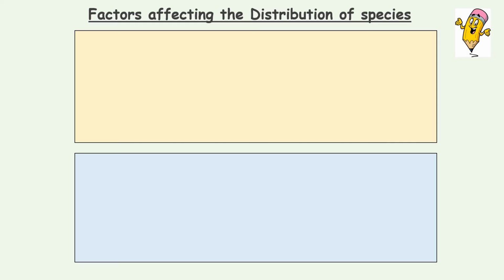Have you got any ideas of what the difference between a stable and an unstable ecosystem is and how it affects the distribution of species? If you do, then pause the video and write down your thoughts before I go over the answers.